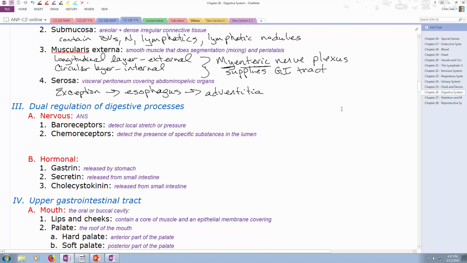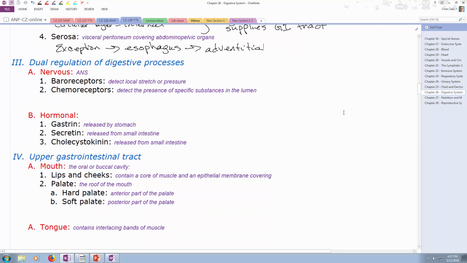Dual regulation of digestive processes. We talked about how in our normal physiology, we have the nervous system to get an immediate response, and then we have the hormonal system to take care of background processes for us. Same thing here. We have the nervous system, which is an ANS, and predominantly parasympathetic aspect of the nervous system, and we have also hormonal control of our various digestive processes.